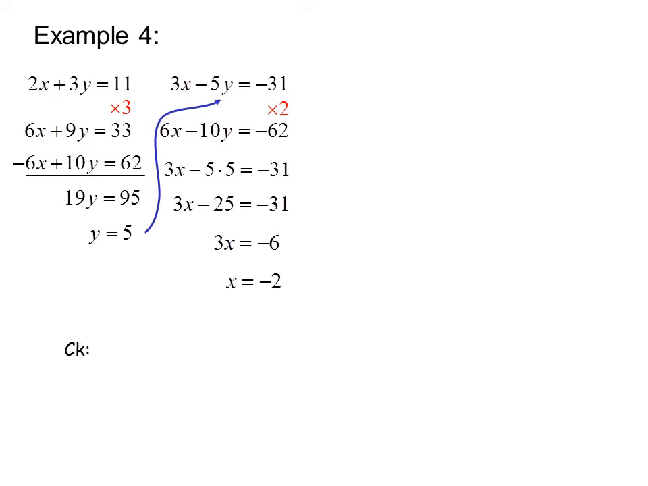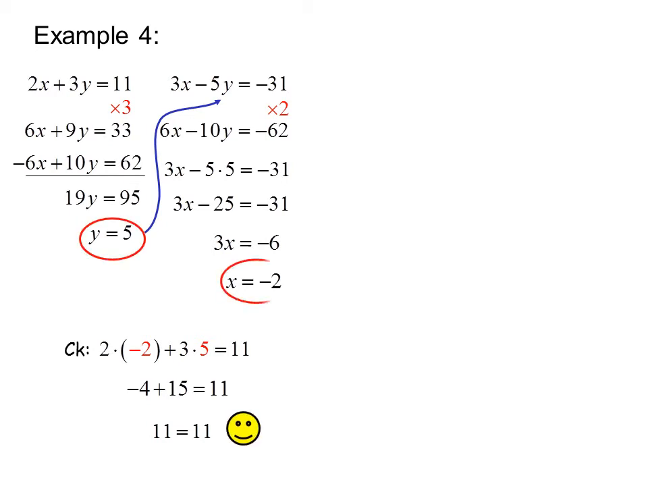But we're not quite finished. We check in the equation that we did not just use recently. So we're going to check in our first equation here, and we get 2 times negative 2 plus 3 times 5 equals 11. Multiplying, we get negative 4 plus 15 equals 11, or 11 equals 11. So our answers check.